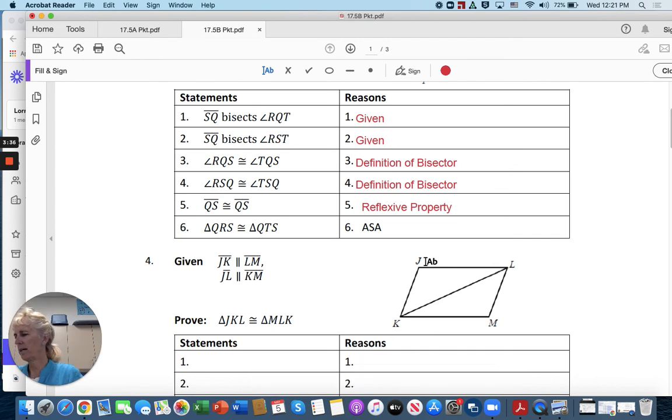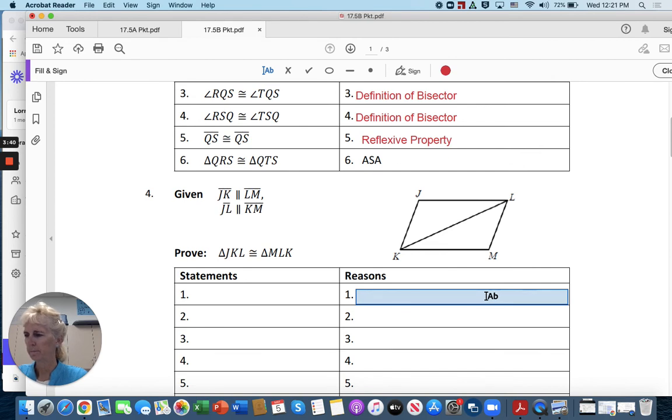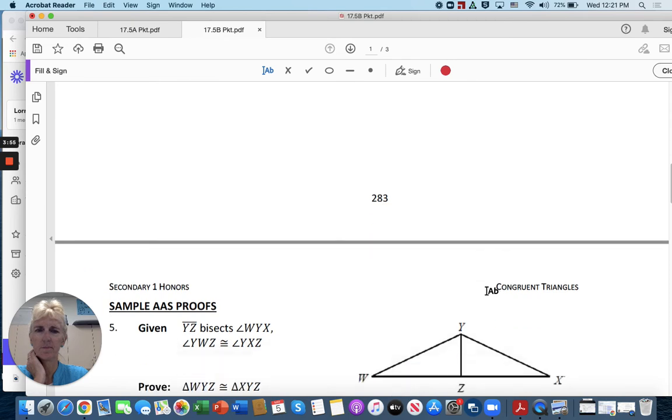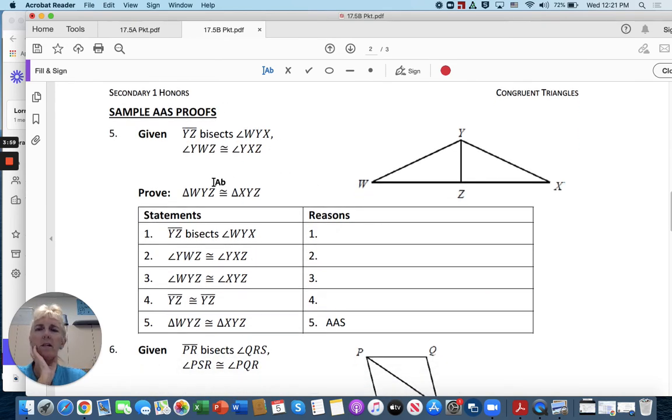Now, let's go ahead and go on to the next one and do an angle angle side proof. So this is on page 260 in your packet, and I think I'll do number 5. Okay, here's what's given, and this is what we're going to prove. YZ bisects angle WYX. So this one right here, basically those two angles are together. And you can arch them if you want, but I can't do that on the computer. And we know the reason is that's given.